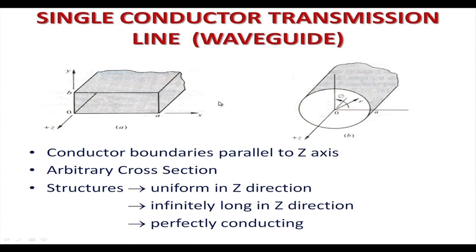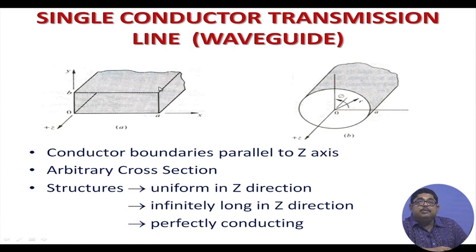So, the rectangular waveguide is a single conductor transmission line, as the name waveguide says. You see this is a closed metallic waveguide structure, with conductor boundaries parallel to the z axis. This is our custom; you can take any axis, but generally we say that the wave will propagate in the z axis direction. Theoretically it can be any arbitrary cross section, but generally we work with a rectangular or circular cross section.